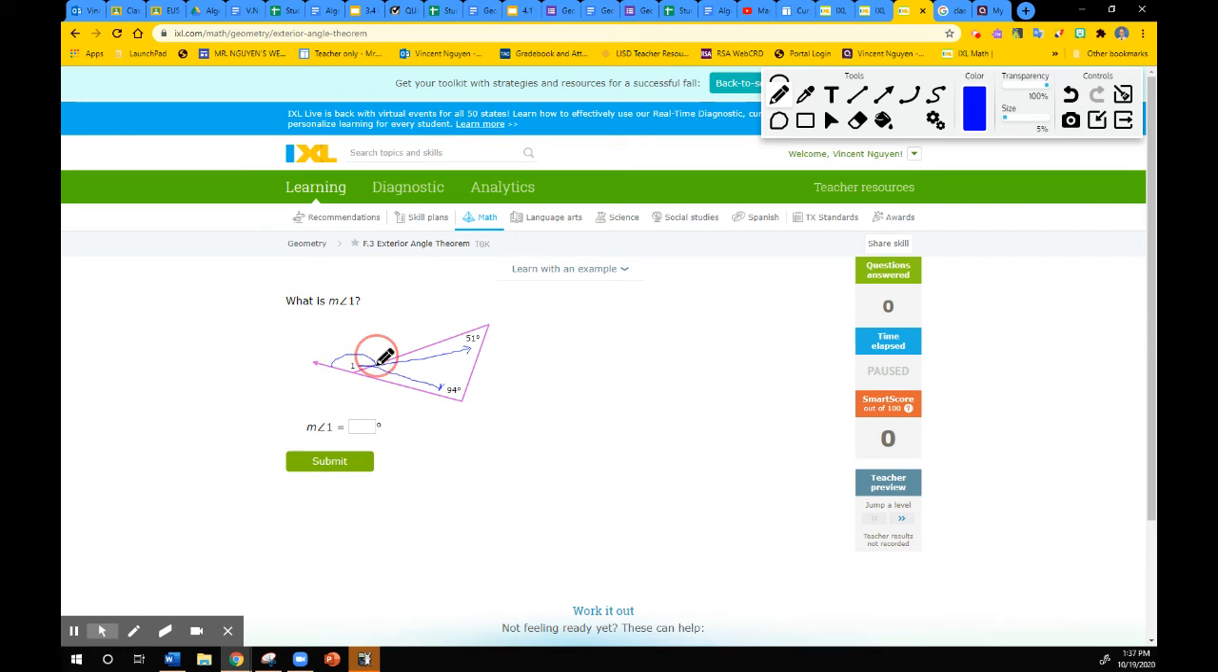So this is the outside. This is the inside, but it's next to it. These are the ones that are not next to it. So it's remote, right? Remote. That word remote means far away. Okay, let's delete that. So what does it say again? These two add to equal this one. All right, so there you go. There's your equation. The measure of angle 1 equals 51 plus 94. That is the theorem. That's what the theorem is telling you.